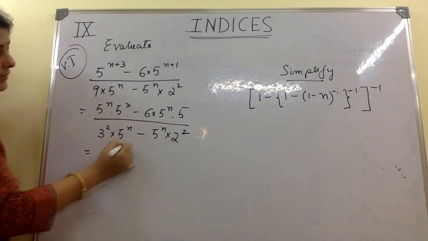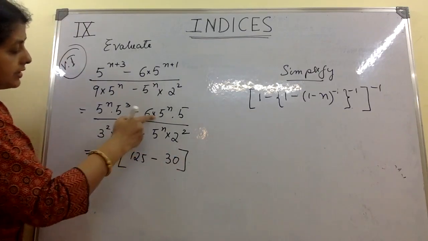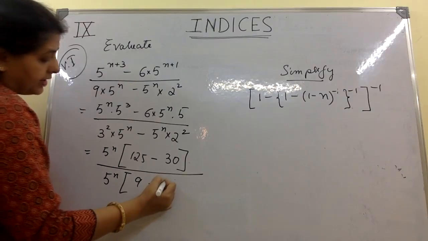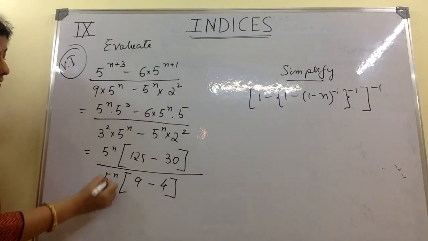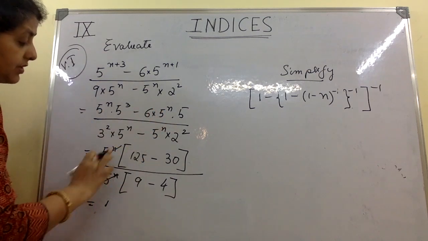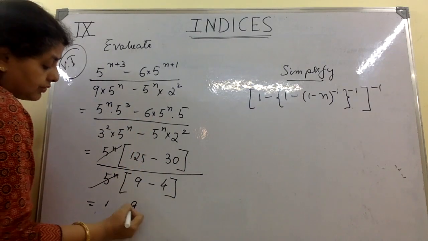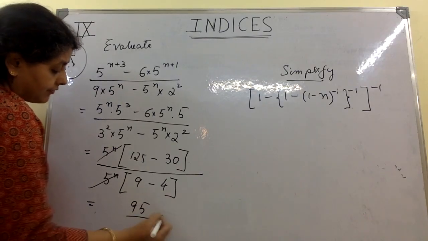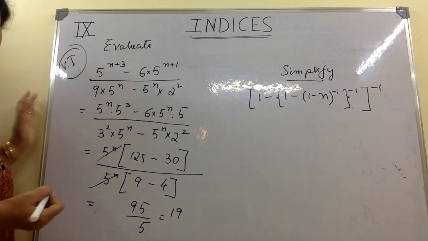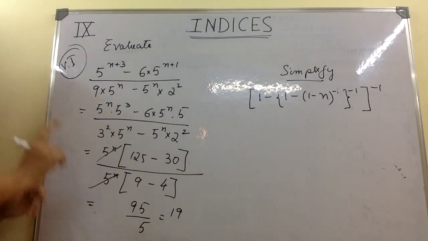Now we take the 5 to the power n out from each one of them in the numerator and in the denominator. How much do I get? This 5 to the power n cancels out. So I have completely removed the unknown variable n. Now I have only numbers. So that is equal to 95 by 5, which is equal to 90. Okay, so this is my answer. This you'll find in your textbook very commonly.